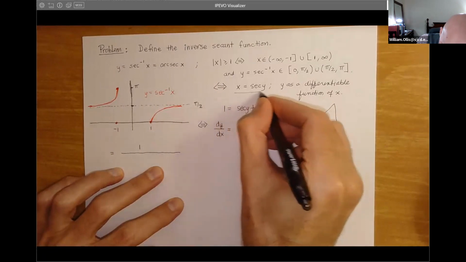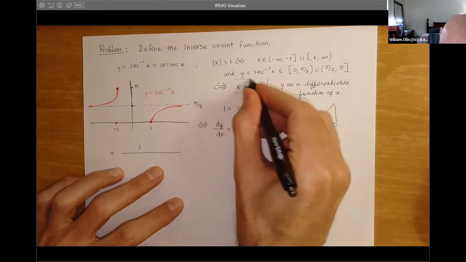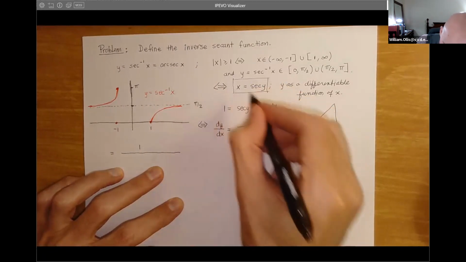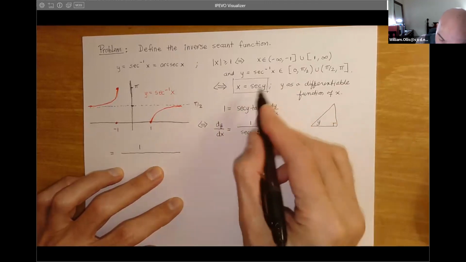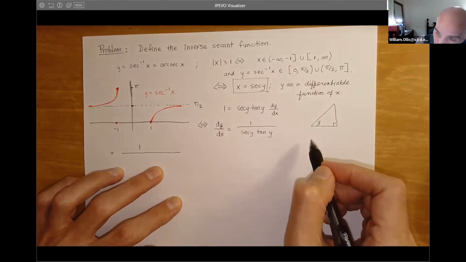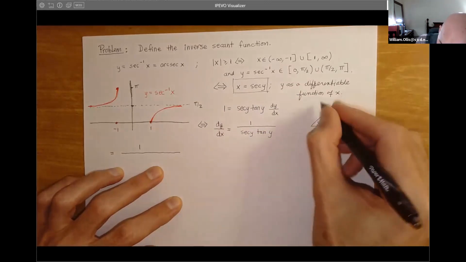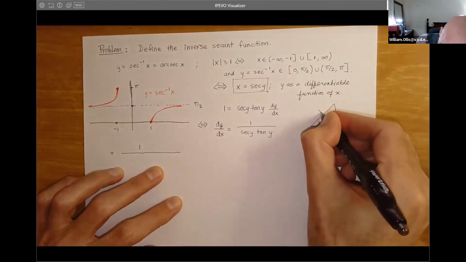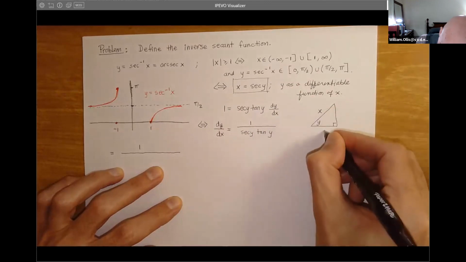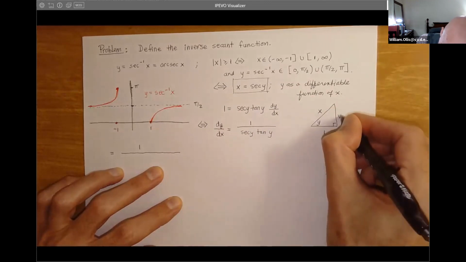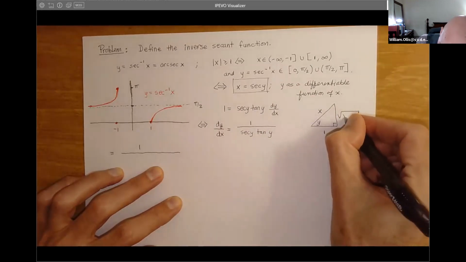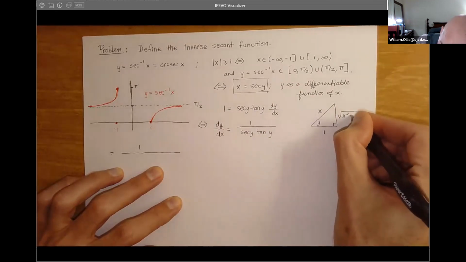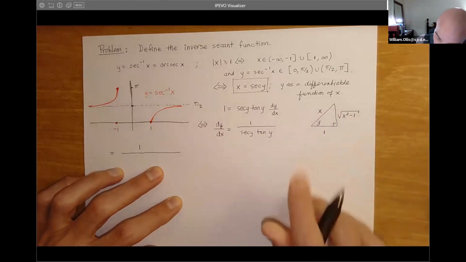From our equation here, we have secant of y, and secant is hypotenuse over adjacent. So this would be x and a 1, and then of course that would leave, by the Pythagorean theorem, the square root of x squared minus one for the remaining leg.